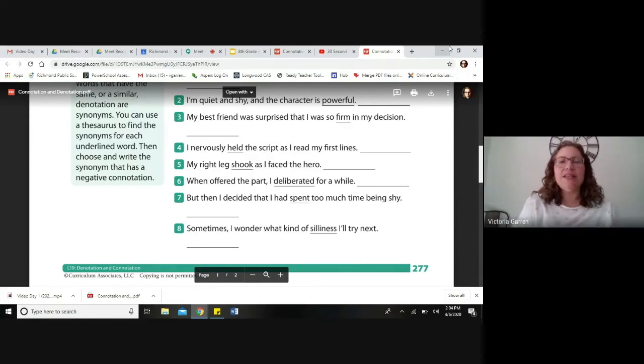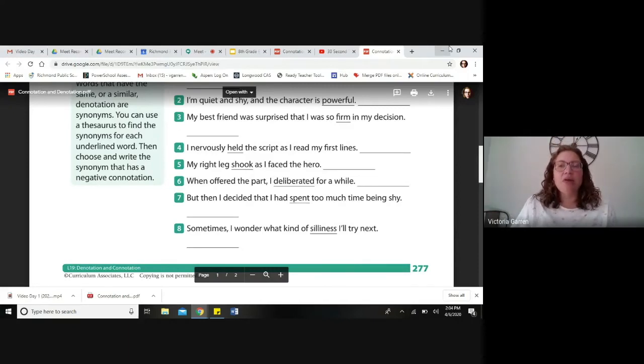I nervously held the script as I read my lines. So held is the past tense for the word hold. So you're holding something in my hands. I nervously held. If you're nervous, then you're like holding it really tight, right? And so the word that you could replace with held is clutched. And clutched is when you hold something really tight to you, okay? So the word clutched could work here.